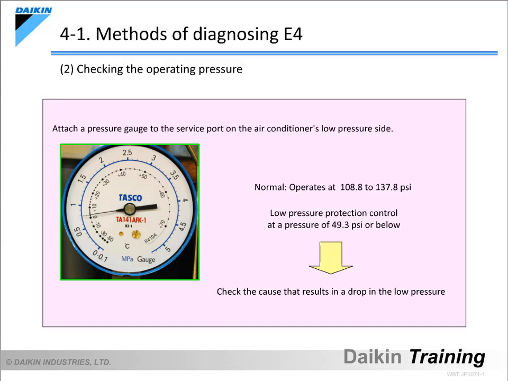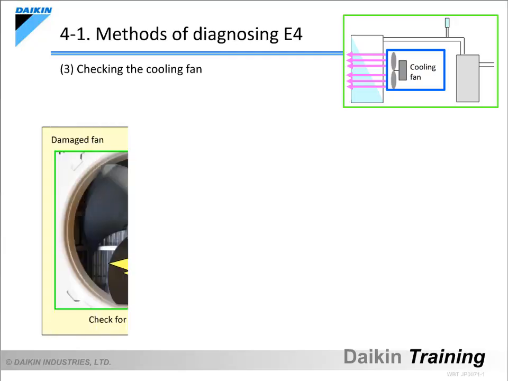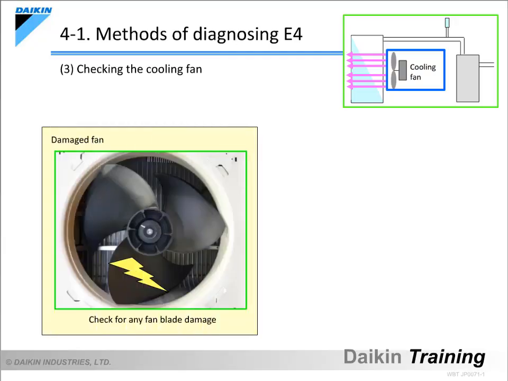If it is the case, assume that the low pressure is dropping for some reason, and check the items on the next pages one by one in order to determine exactly why the low pressure control is activated. The first item to be checked when determining why the low pressure control was activated is the cooling fan. Check whether the cooling fan is operating properly.